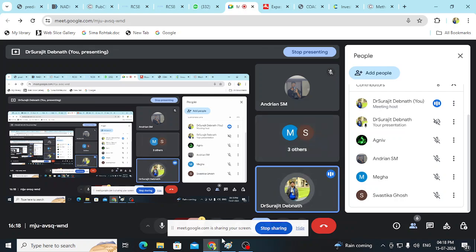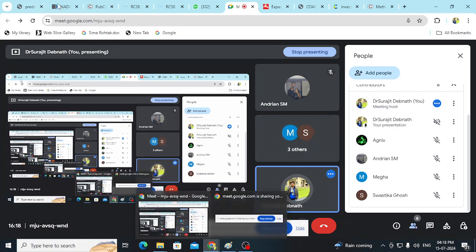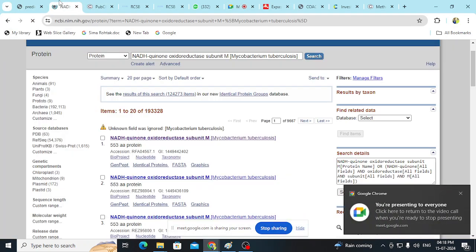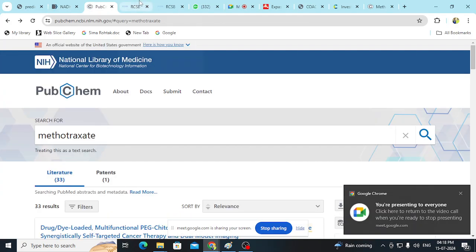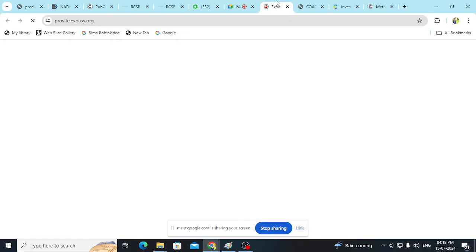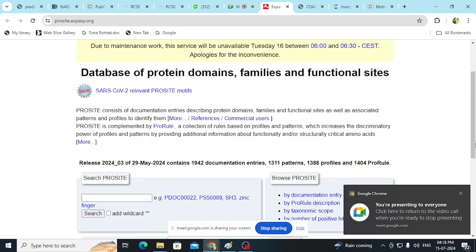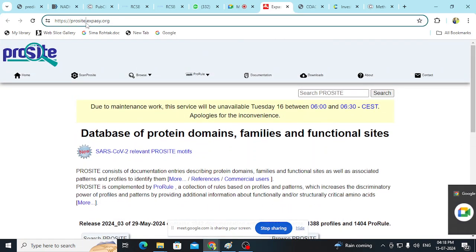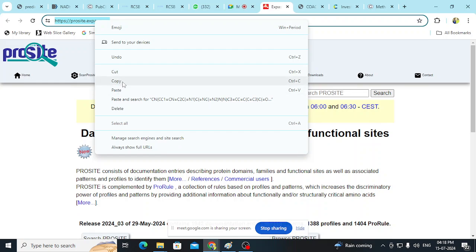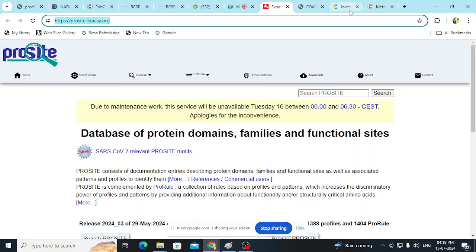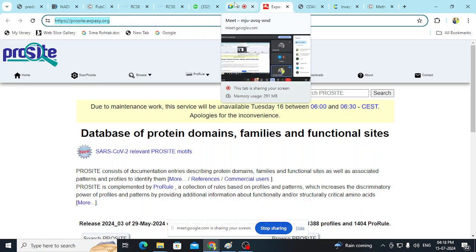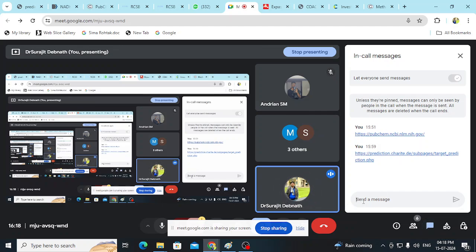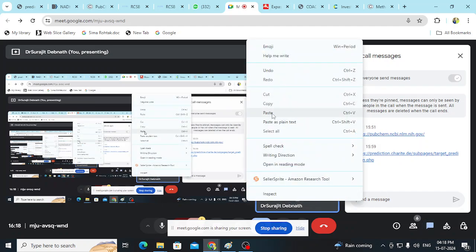So we'll come to the next couple of things. Now this one is done. Now we'll try to figure out some tools. I'm sharing with you: consider that you have a protein, and you want to figure out which kind of drug will act on it.